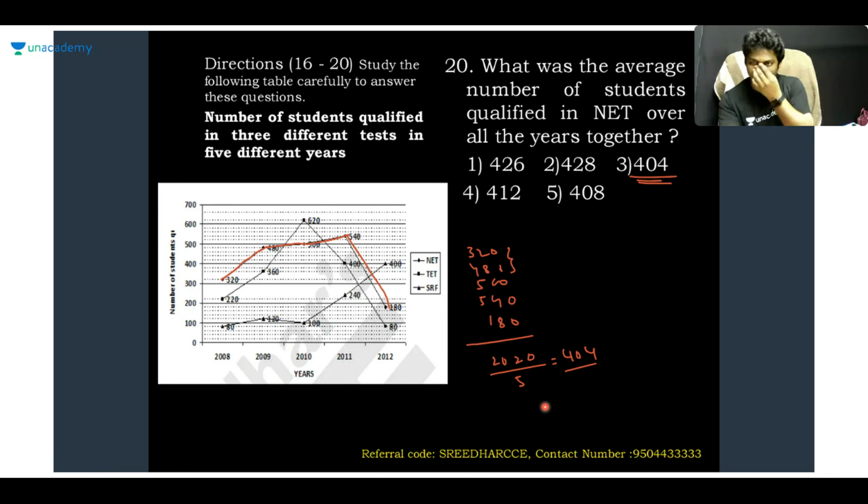Why benchmark? When you are able to add values easily, then don't go for benchmark. Let's see how easy it is. 320 and 480 become a round figure, 800. 500, 500, 1000, 1800, 1900. 40, 80, 120, so 2020. That's it. Easy one.